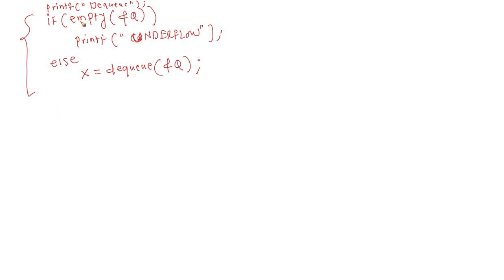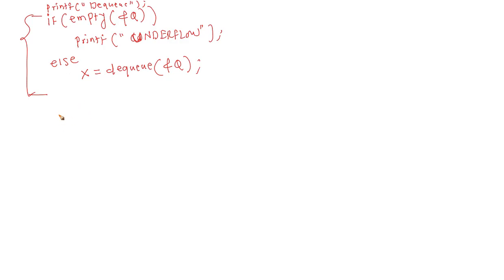If you want to perform this dequeue more number of times, you put this code in a loop. For example, if you want to perform this dequeue twice, for i assigned to 1, i less than or equal to 2, i plus plus, and just put this code in the loop. So 2 dequeues will happen.